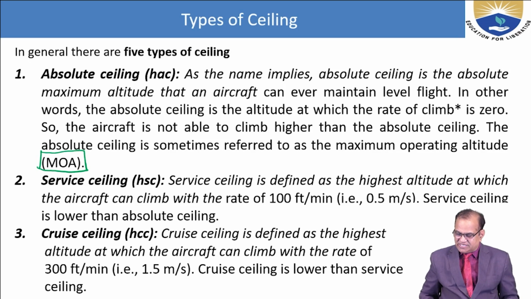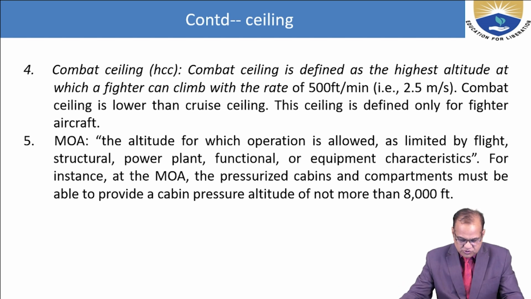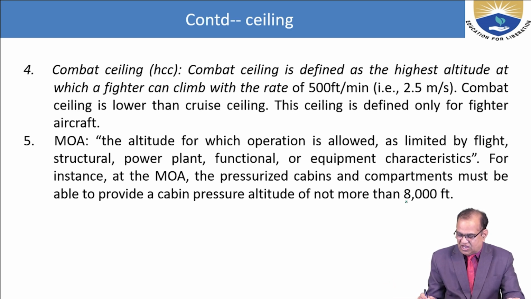MOA is maximum operating altitude. This is the altitude for which operation is allowed as limited by flight structural, power plant, functional or equipment characteristics. For instance, at the MOA, the maximum operating altitude, the pressurized cabin and the compartment must be able to provide a cabin pressure altitude of not more than 8,000 feet.